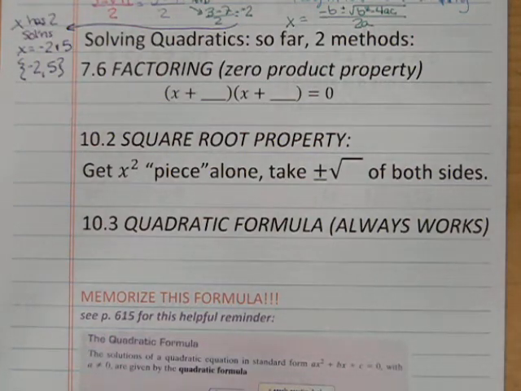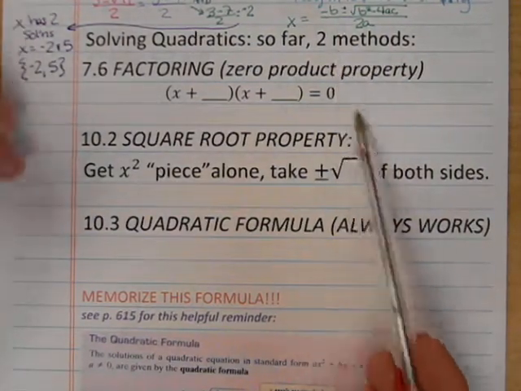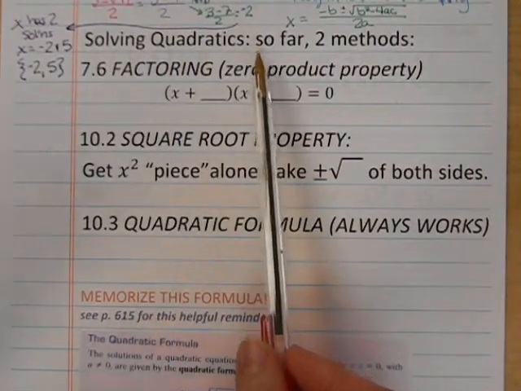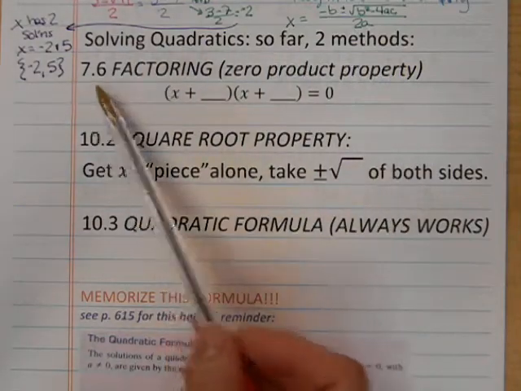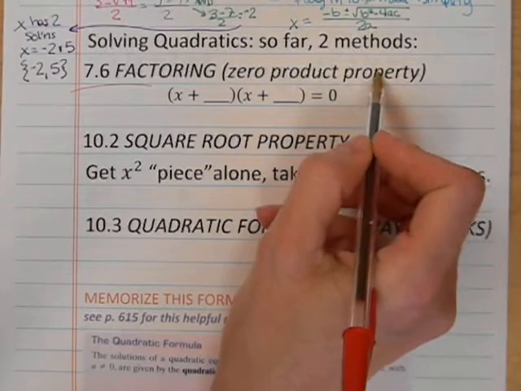Moving on to the bottom of page 1 for 10.3, let's recap what we were talking about earlier, how we got here. Solving quadratics so far, before we introduced the quadratic formula, we basically had two methods. In 7.6, we talked about factoring and then using the zero product property.